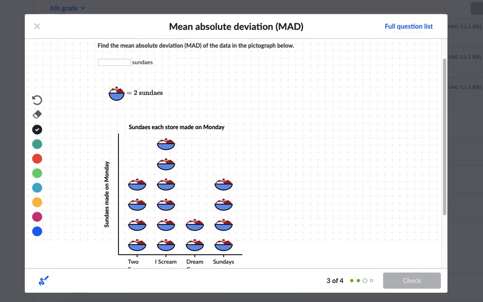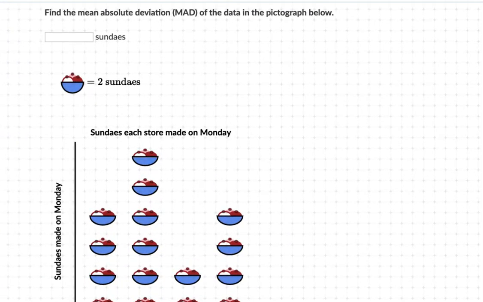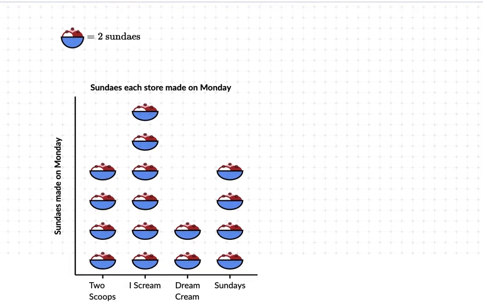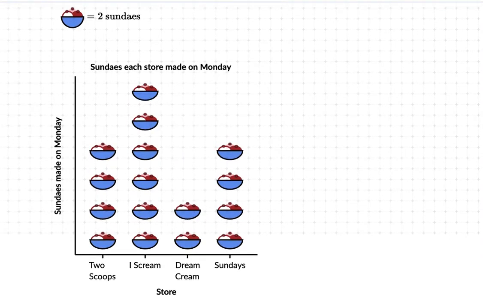So here is another problem where you are asked to find the mean absolute deviation. Go ahead and pause the video and try it on your own. All right, so we're going to put up those steps up here first. Let me move it over here.